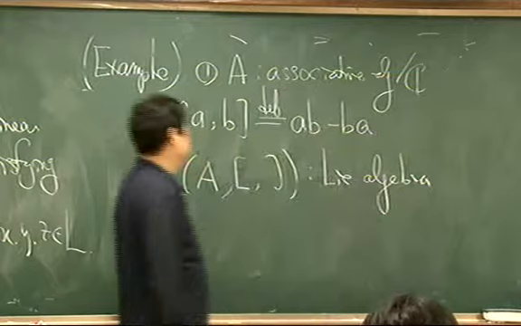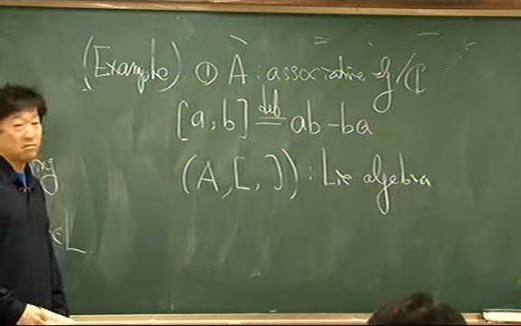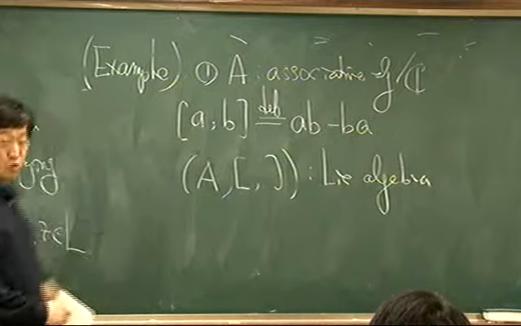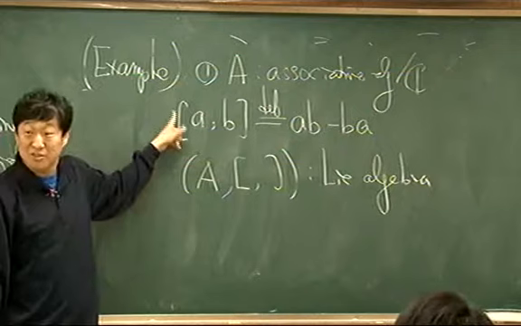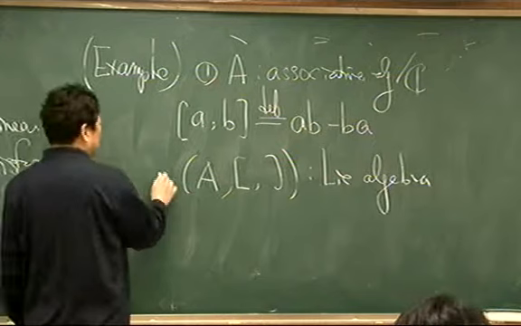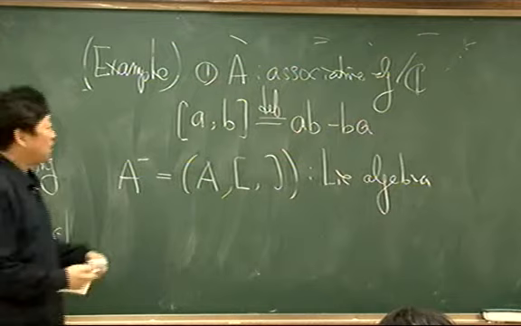Okay. So maybe once and for all in your life, you may want to check whether it satisfies this equation. So the first thing is almost trivial. Okay. And usually this is denoted by A minus, meaning that by taking the commutator, we get a Lie algebra.